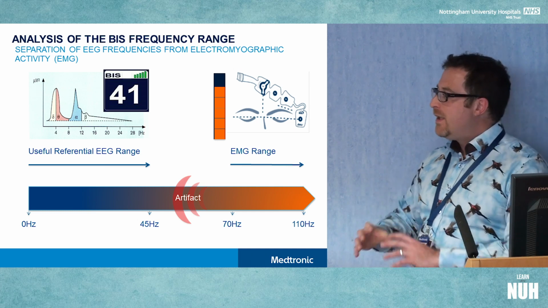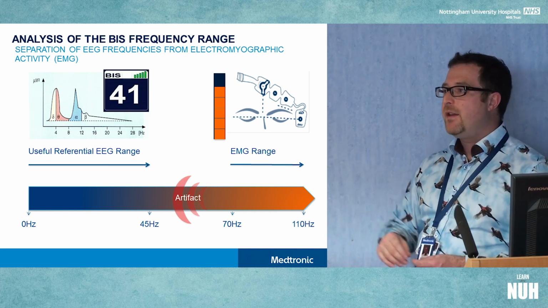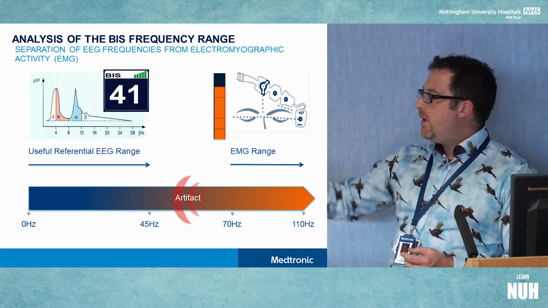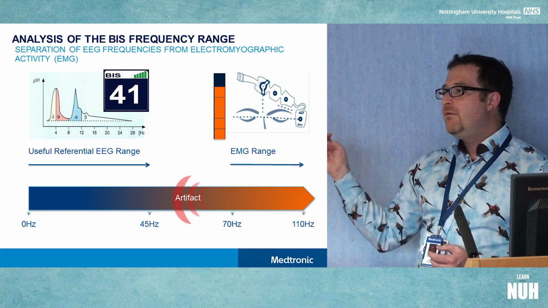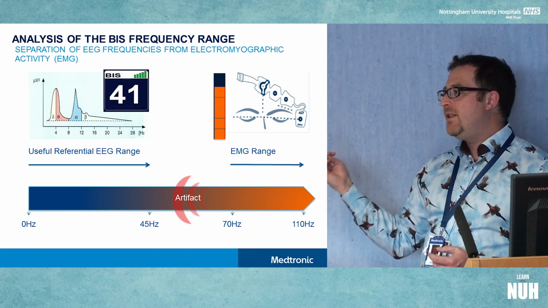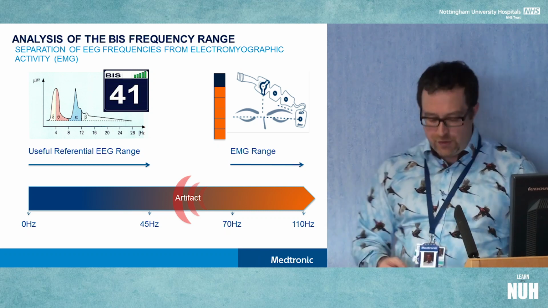Essentially, this low frequency EEG is interrogated in the 0 to 30 Hz range, but the company ran it slightly higher, up to 45 Hz. There's a reason for that in terms of BIS's reactivity to spot potential awareness in high risk patients.